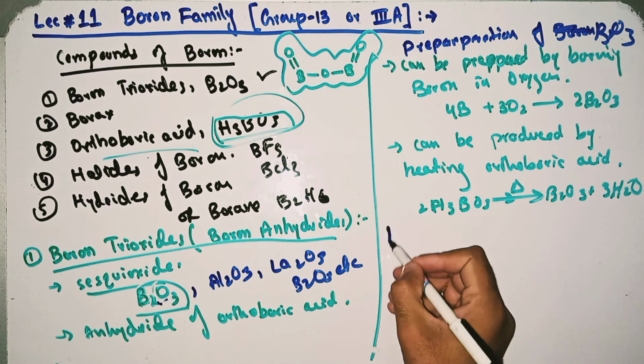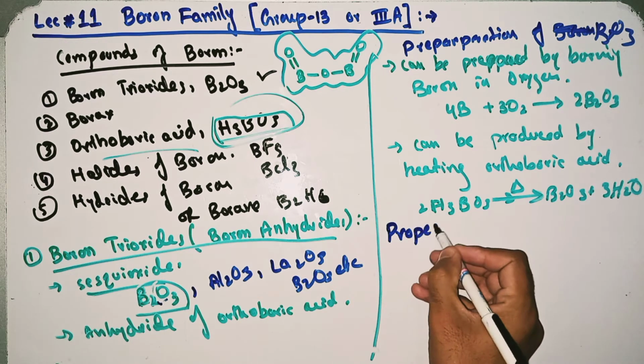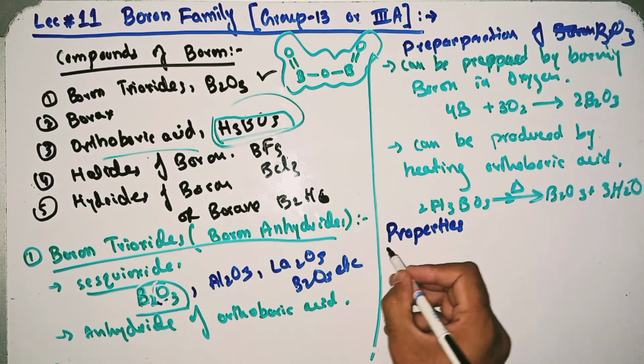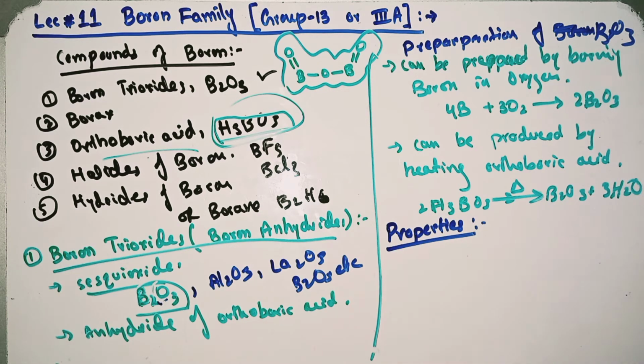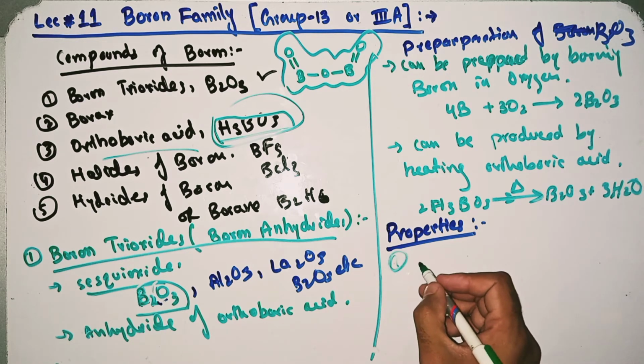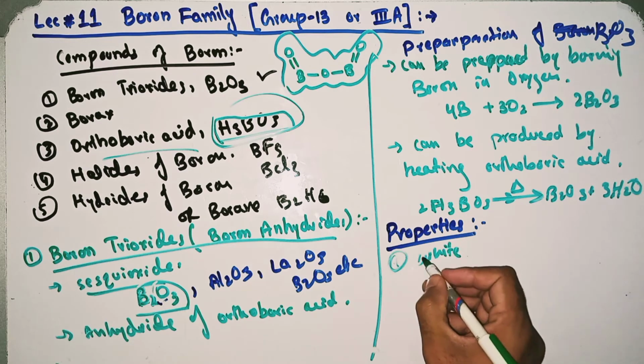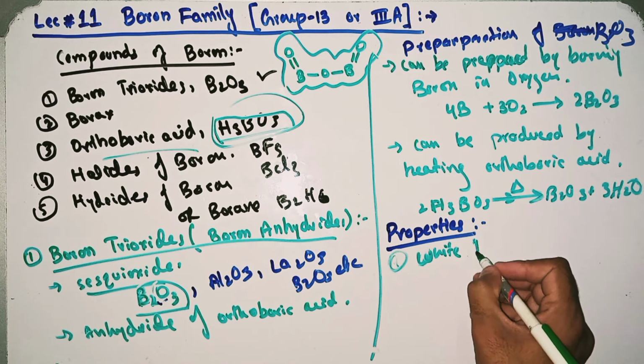So now let's come to the properties of boron trioxide. Let's start with the general properties. Number first, it is white in color, a white hygroscopic solid.